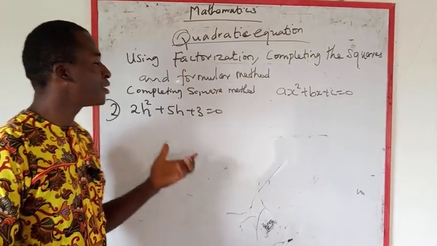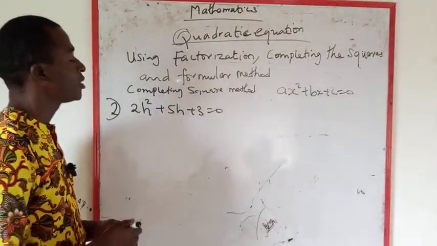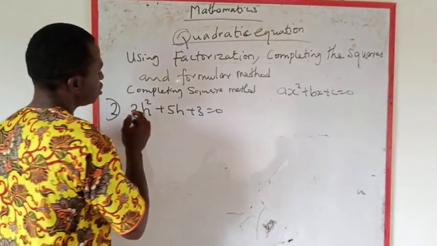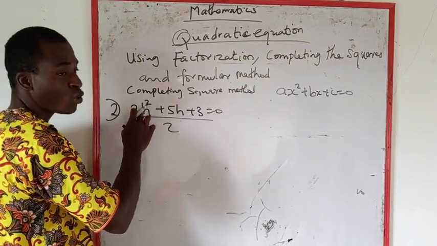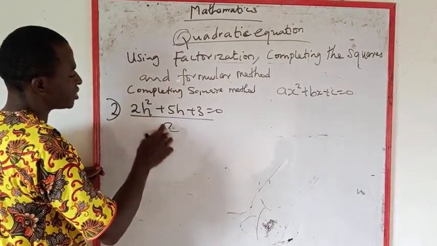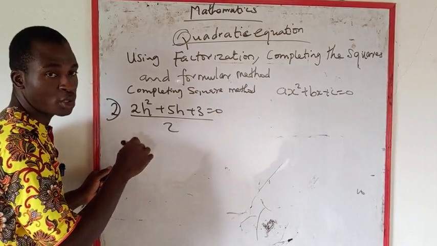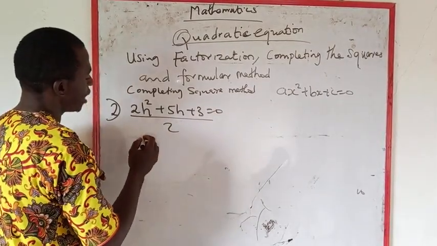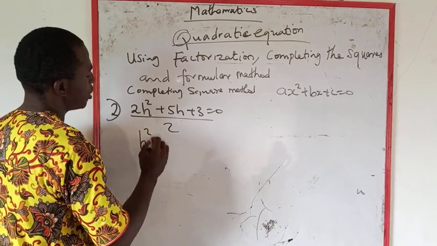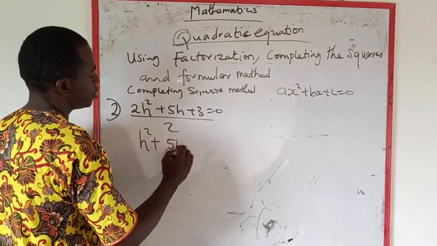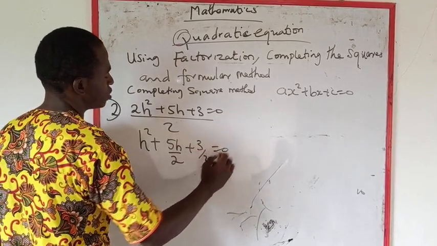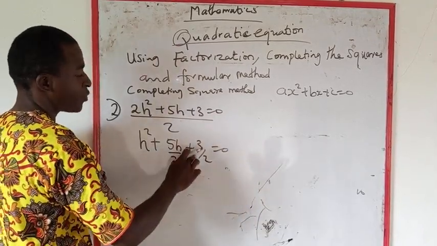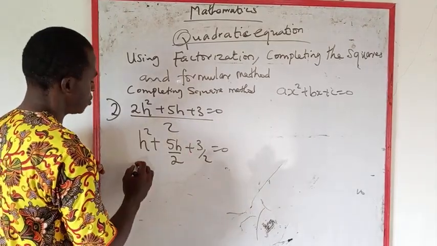We are now using the completing the square method to solve this question. The first thing we do is to reduce the square term so that its coefficient is 1. We have to divide through by what is attached to it when it is not 1. So when we do that, we are going to have h squared plus 5h over 2 plus 3 over 2 equal to 0. Then the next thing is to carry the constant term to the other side of the equation.